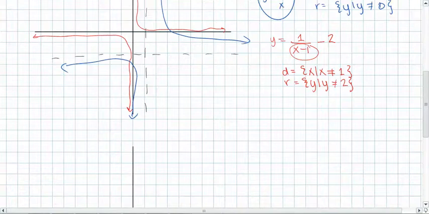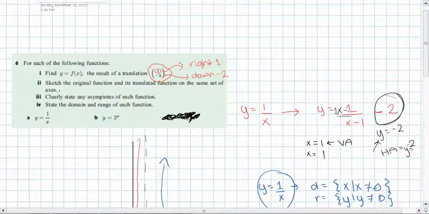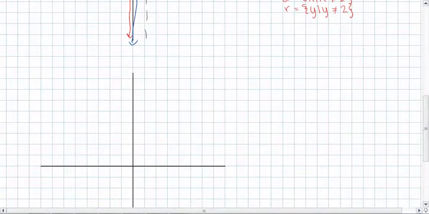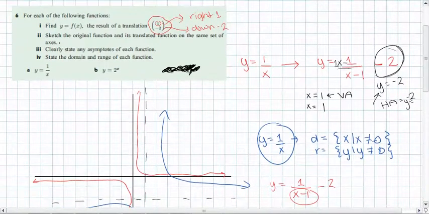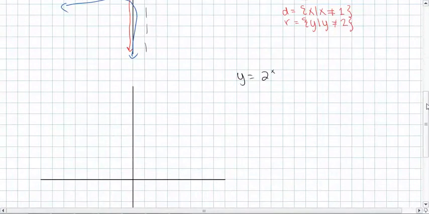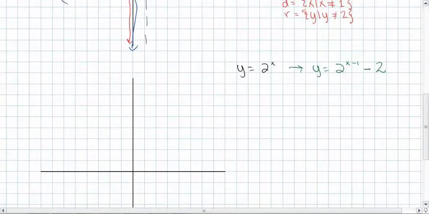And now let's go ahead and do question number B, which is y equals 2 raised to the power of x. So our original is y equals 2 to the power of x. Now we have to create a new equation that will meet the requirements of our vector here, where the graph has to move right 1 and down 2. Therefore, it's going to be y equals 2 to the x minus 1, minus 2. And that is our new function, because with this, the graph moves over to the right 1 and then down 2.